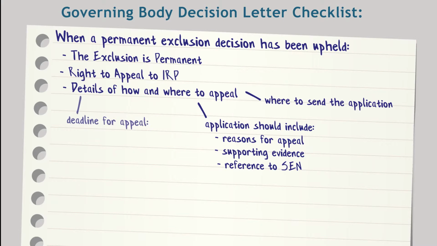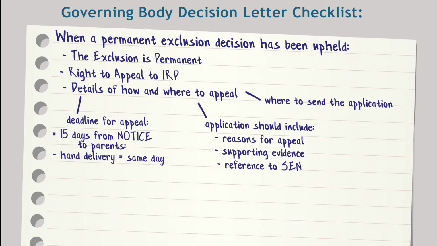The date by which the application to appeal to the independent review panel must be made. This is 15 days from the date on which the notice is given to the parents. If the letter was hand-delivered, the notice is given on the same day. If the letter was posted first class, then the notice was given the following day. Knowing the difference is important, as you'll have different deadlines for an appeal application.